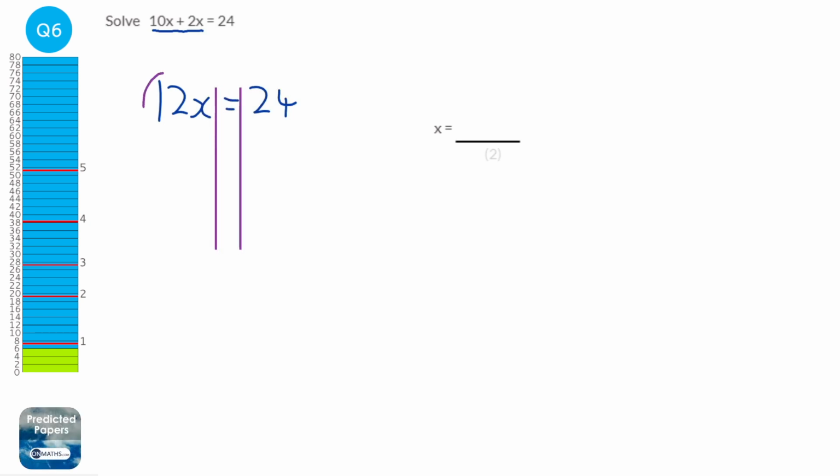Now that 12 before the x is a times 12. So to get rid of it, we do the opposite, which is divide both sides by 12. And so we've got x on the left hand side and 24 divided by 12, which is 2. So our answer is x equals 2.